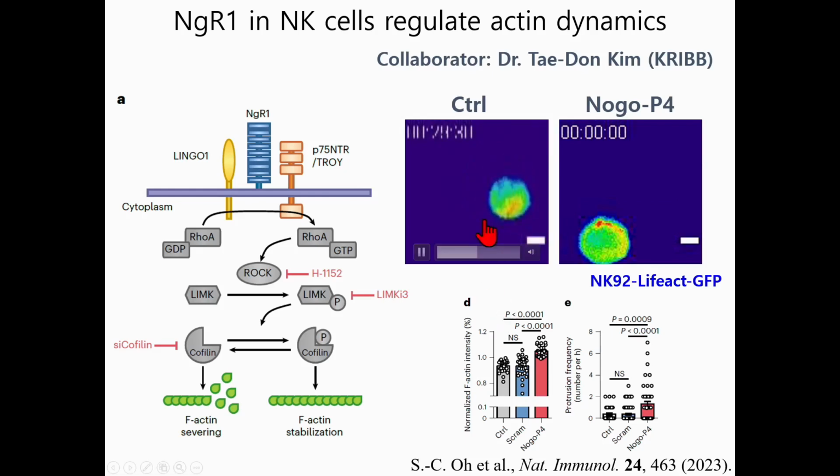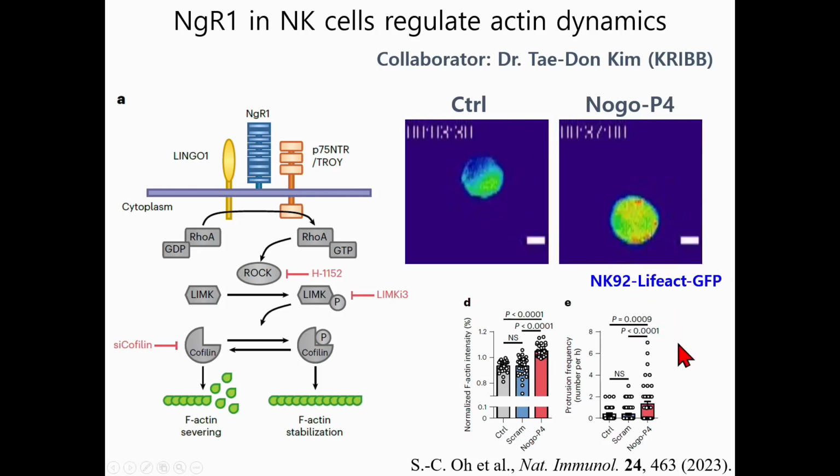We expressed F-actin GFP in the NK92 cells to look at actin dynamics. In the absence of NOGO receptor 1 signal, you see a relatively resting cell with a low F-actin intensity. But when we treated them with the agonistic peptide for NOGO receptor 1, we see multiple random protrusion formation with increased F-actin intensity.